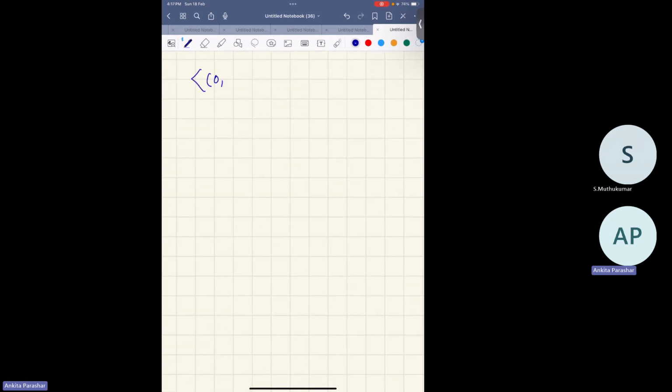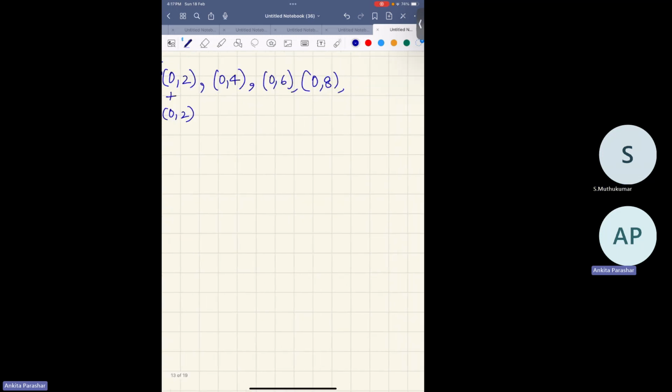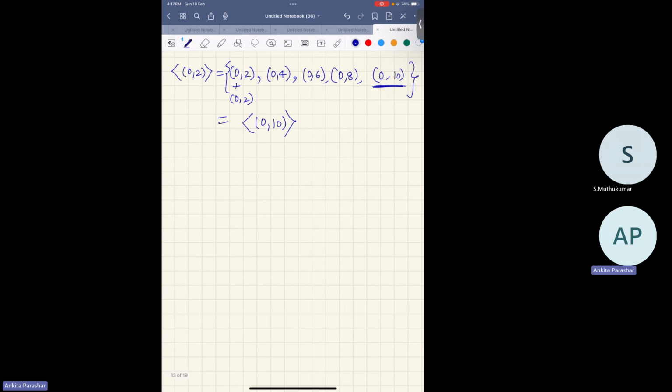Let's write that. The group generated by this is nothing but you have to add up this element with itself all the time. What will you get? 0, 4. Next, you will get 0, 6. Next, 0, 8. Next, 0, 10. So 0, 10 has already come here. So this should tell you that this is the same as 0, 10.